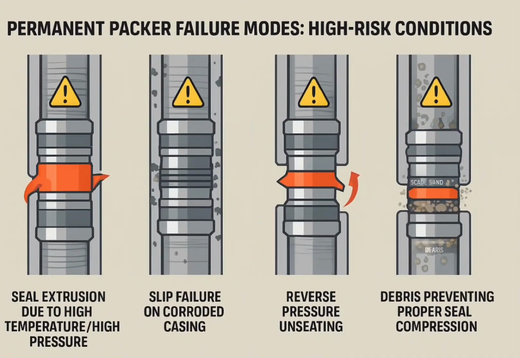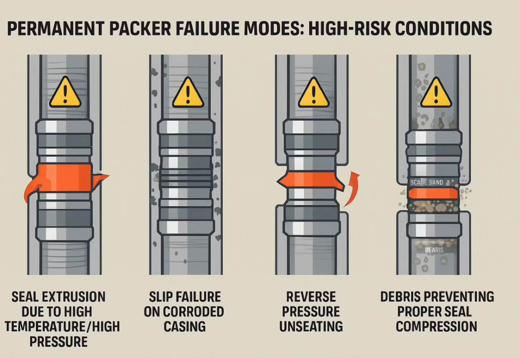Permanent packer failure modes, high-risk conditions. This technical infographic shows the four main failure modes: seal extrusion, slip failure, pressure reversals, and debris interference. Red zones highlight areas where failure occurs, while debris or scale is represented visually.